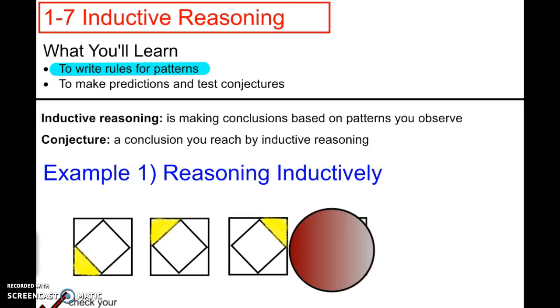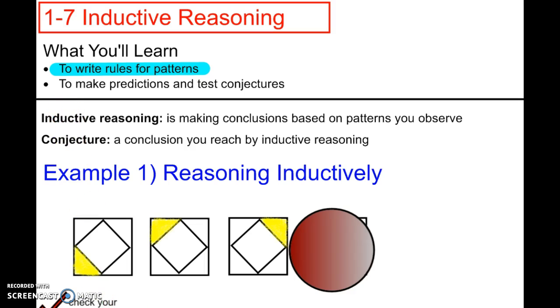This video will cover section 1-7 in your pre-algebra book called Inductive Reasoning. There are two things that you will learn, one of which is to write rules for patterns, which we will start with, and the other one will be to make predictions and test conjectures. We will do that in class tomorrow.